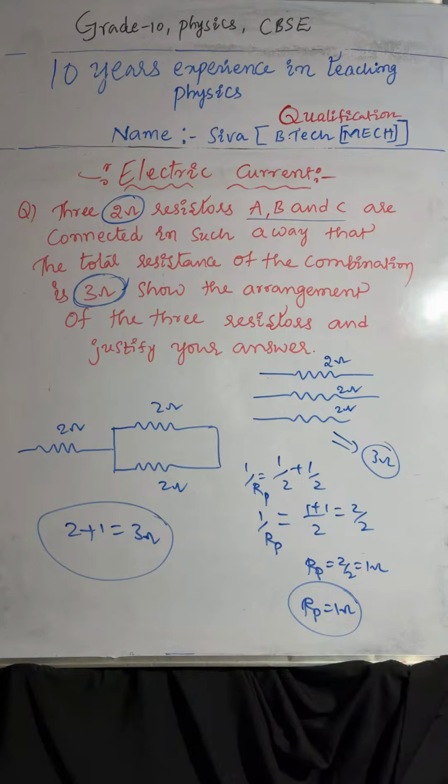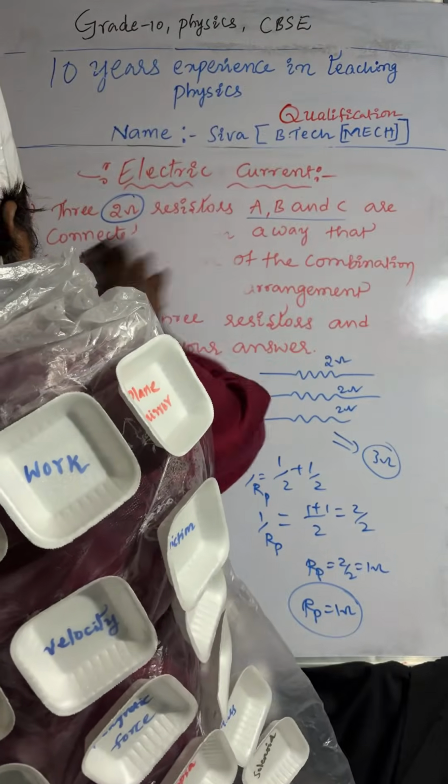So now you can see one more question. Very hard question. So try to solve this question. Okay, see here. A copper wire of resistivity.